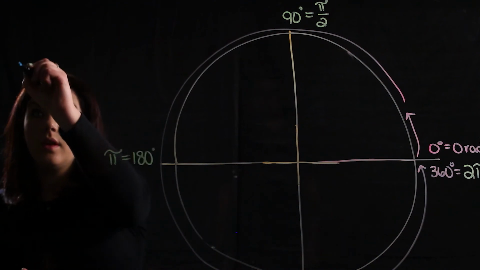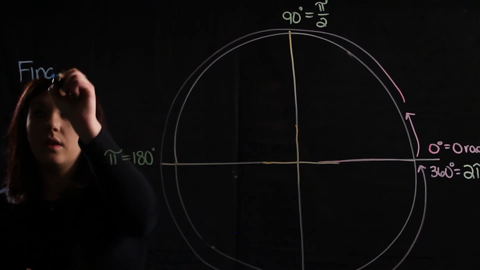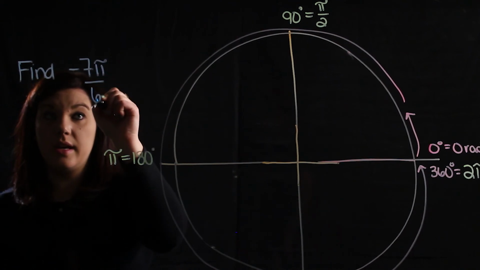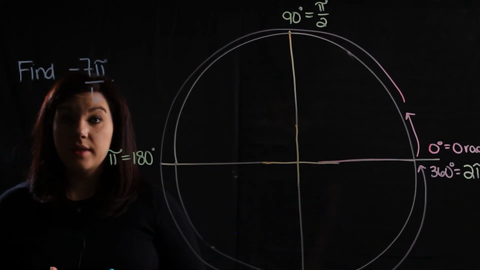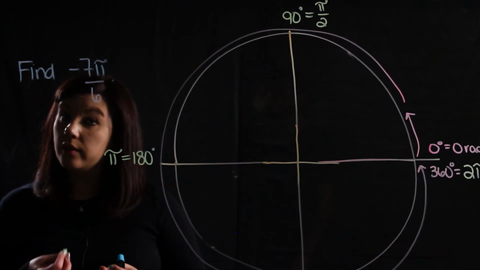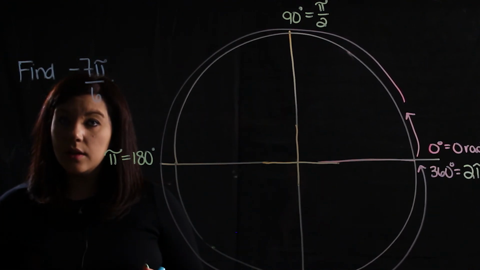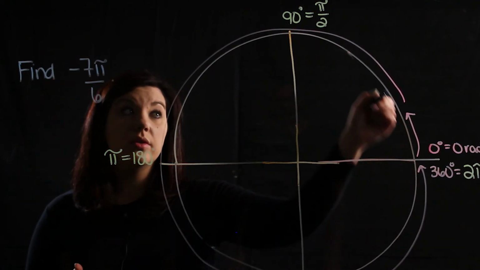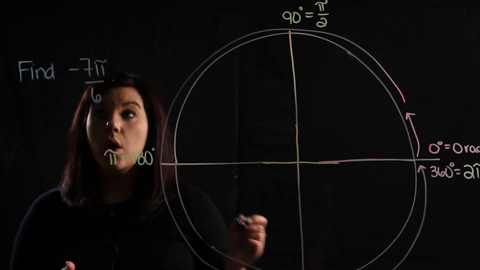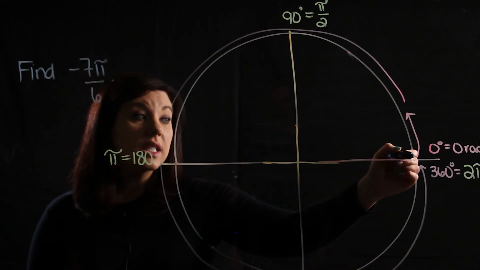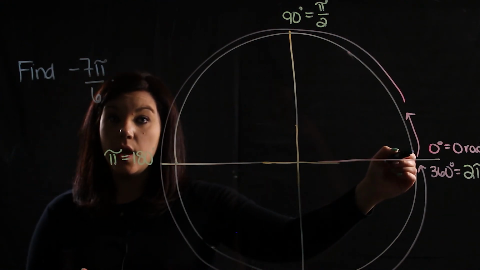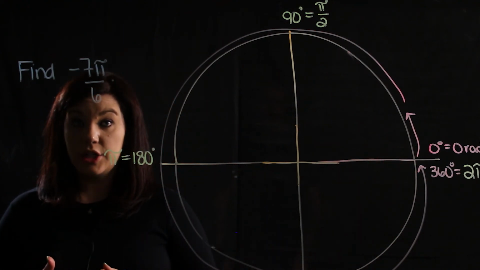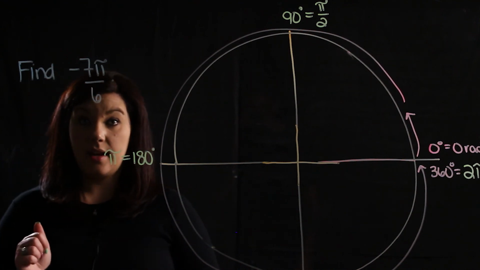In this example, let's find where negative 7 pi over 6 would be on the graph. The first thing that we have to think about is all of a sudden we have a negative angle measure. What does that mean? Well, remember that normally we start at the positive x-axis and we move counterclockwise for our angles. When an angle is negative, we still start at the positive x-axis, but we move clockwise instead. So we're going to be moving in the opposite direction for this angle because it's negative.